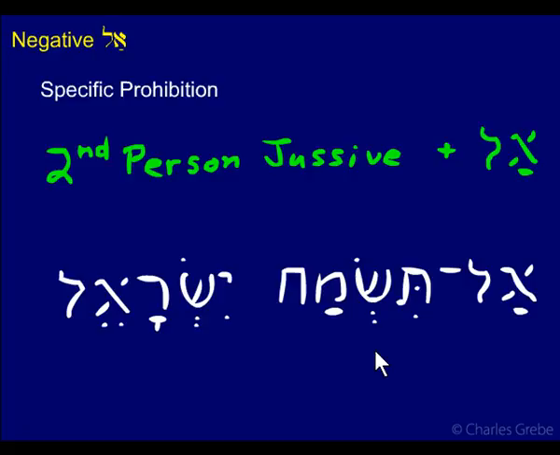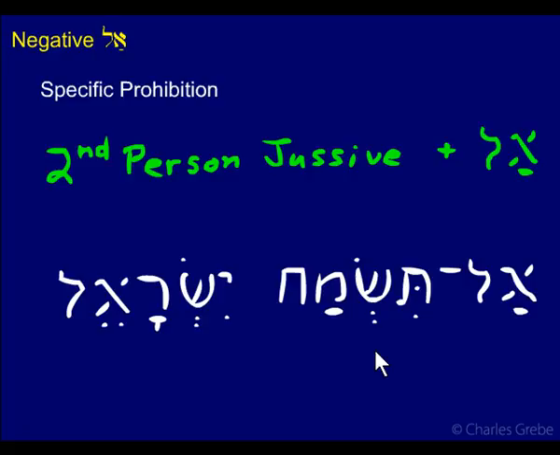Now, this is not a general prohibition. It wasn't that Israel was never to rejoice. It was, do not rejoice, O Israel, now because of what's going on, because of what you're doing. So that's the difference between a specific, immediate prohibition and a general prohibition. If you think of "thou shalt not" as the translation for general prohibitions, and "do not" for a specific prohibition, maybe that'll help to keep things apart.